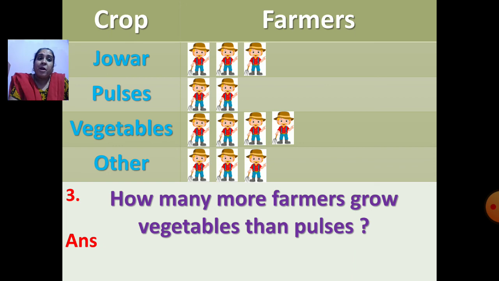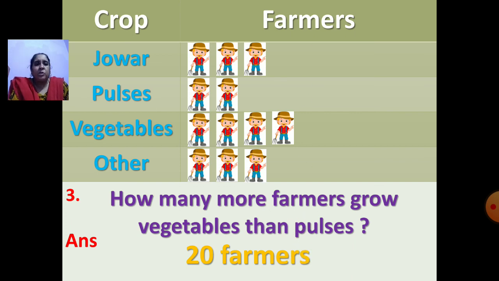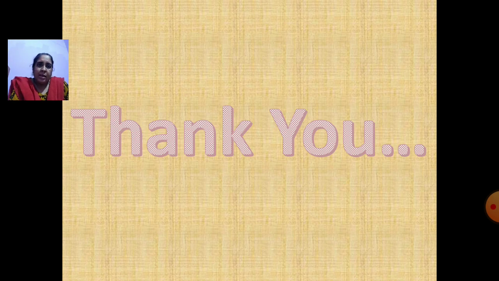So how many more farmers grow vegetables than pulses? Here you can see only 2 more, right? So one farmer stands for 10. 10 twos are 20. So your answer is 20 farmers grow more vegetables than pulses. Okay children? So with this, I am ending this session here. Okay? Thank you.